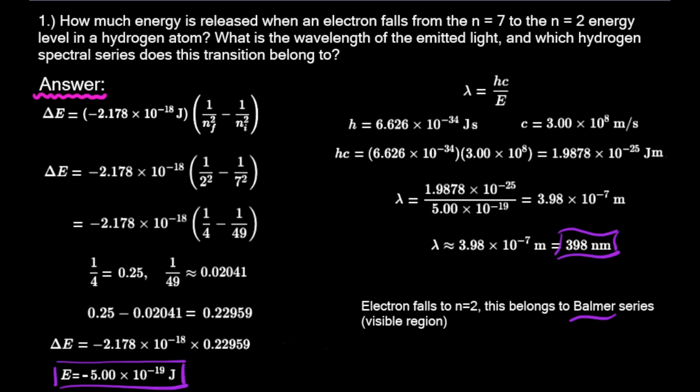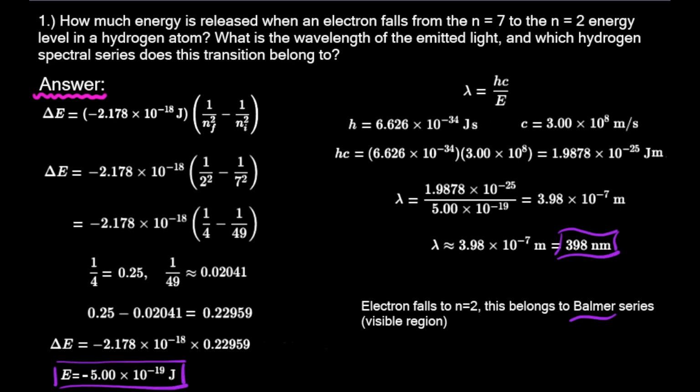Subtracting these values gives 0.25 minus 0.02041. That equals 0.22959. Now multiplying the two numbers, we get delta E equals negative 2.178 times 10 to the negative 18 times 0.22959. This gives delta E equals approximately negative 5 times 10 to the negative 19 joules.